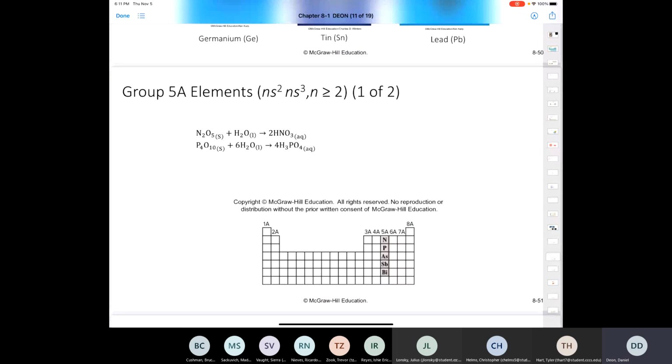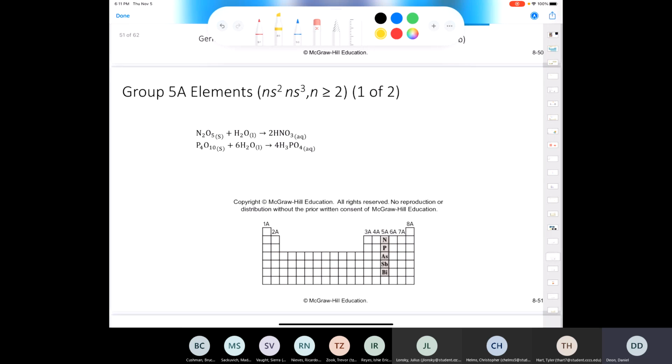The group 5A elements, I want to focus on nitrogen and phosphorus. When dinitrogen pentoxide or tetraphosphorus decoxide react with water, they form the important oxoacids, nitric acid and phosphoric acid, two of the most important acids on the planet Earth.